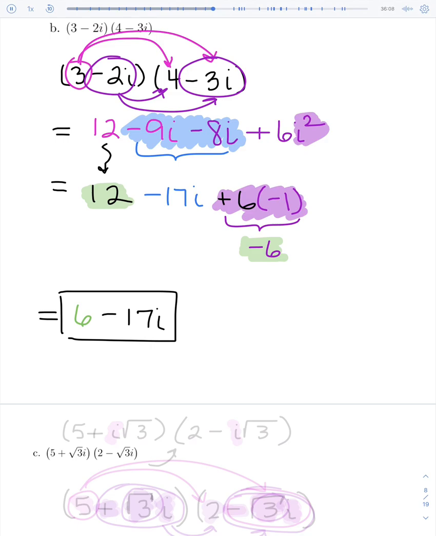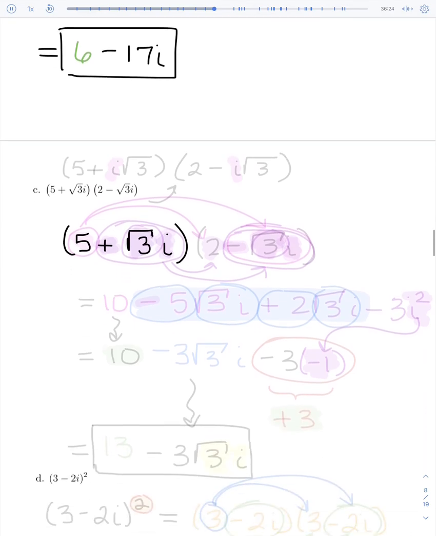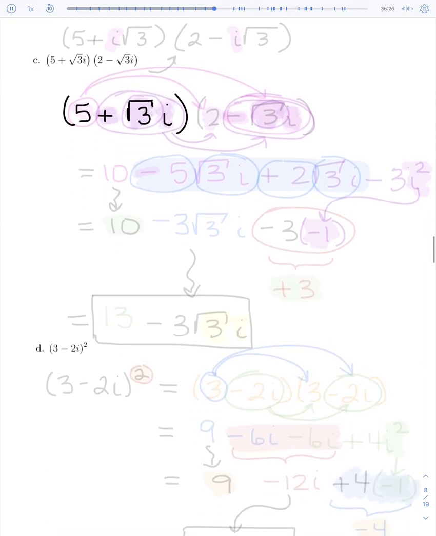Continuing along, let's take a look at C. In C, we've got 5 plus the square root of 3 and then the i's on the outside. As a reminder, if you're not sure, I should never be on the inside of a square root because the reason why we have i's is because negatives came out of a square root and turned into an i. So I always do this like little line at the end of my square roots so I don't accidentally think that the i's are inside.